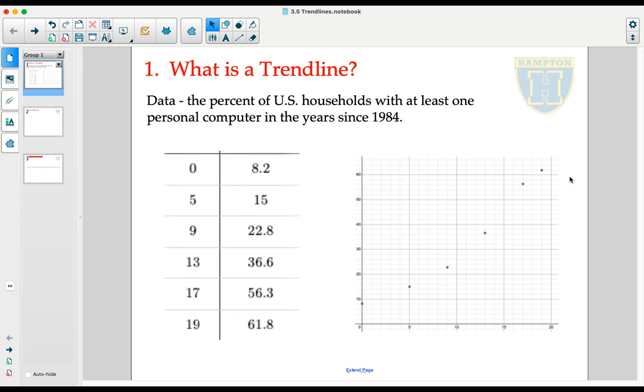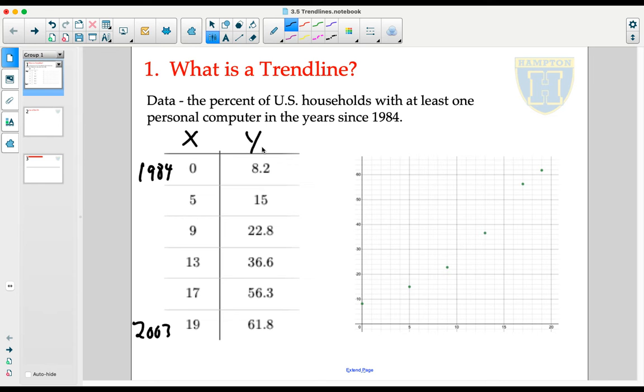Here we have a set of bivariate data that we would like to draw a trend line on. This data consists of two variables. We have the x variable, which is the number of years since 1984, which means that this would be 1984, ranging all the way up to 2003. And we have a second variable measuring the percent of US households with at least one personal computer.